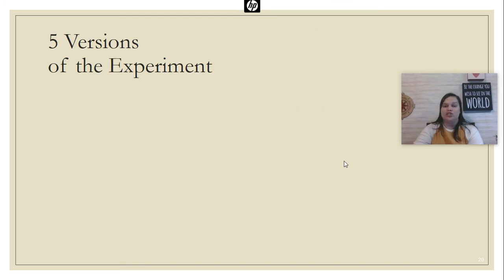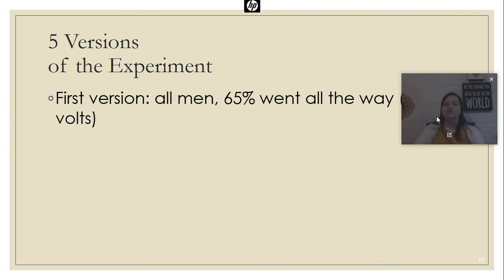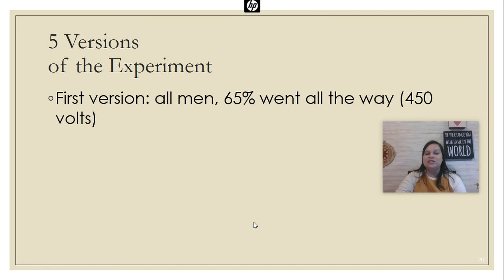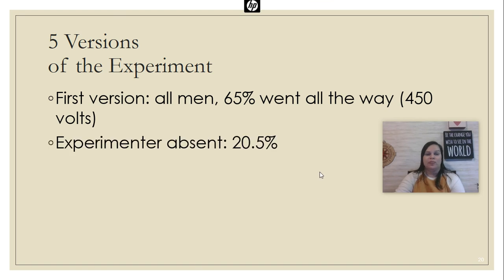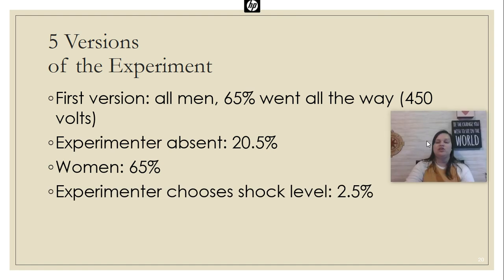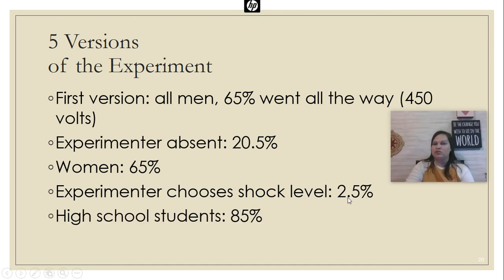Well, in 5 versions of the experiment, and we'll talk about the different versions in class. In the first version that was all men, 65% of them shocked all the way to the maximum value, to the point where they could have killed them. The experimenter, if they were absent, so if there was not an experimenter there saying they had to continue on, only 21% continued. Women, when they did the experiment, 65% went all the way. And then if the experimenter chose the shock level, it only went about 2.5%.